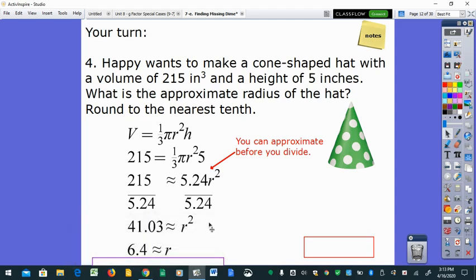That 6.4 is the radius. Let's just go up and see what we wanted up here. We wanted the radius, so we just need to put the units in, and it would be 6.4 inches.